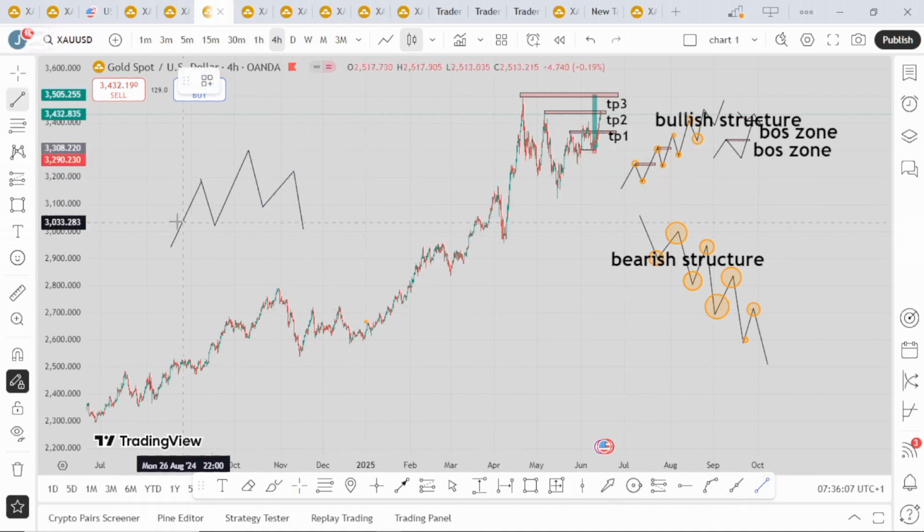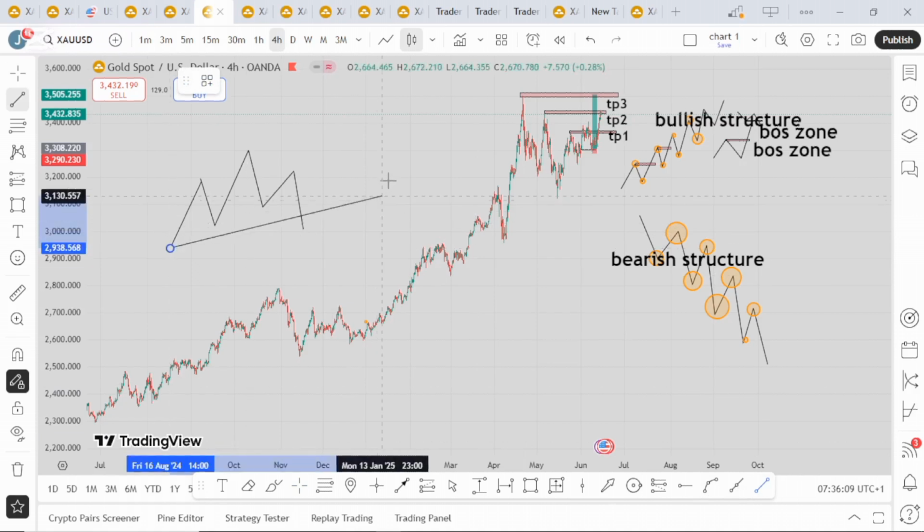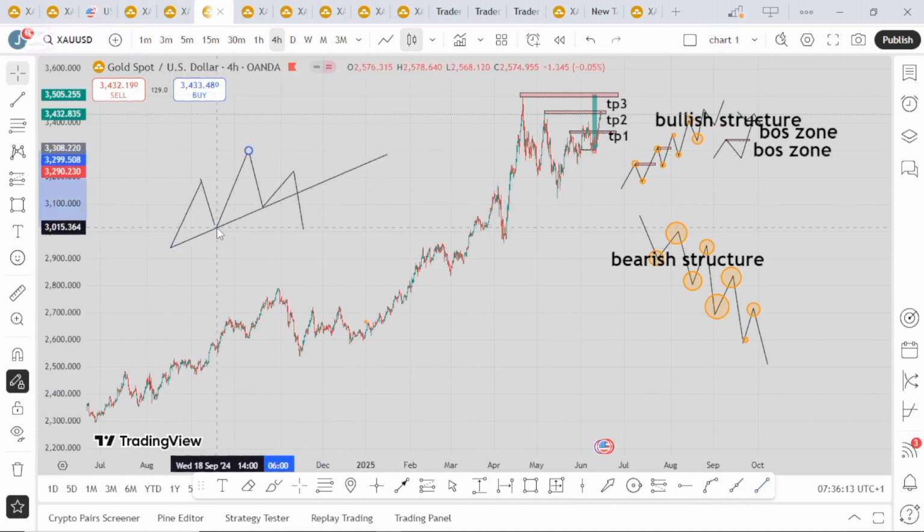Let me use my trend line so that you understand what I mean. Now you know from this zone here, we said that price is going bullish. Price was going bullish over here. Then the next thing we expected to see was price printing this one here.